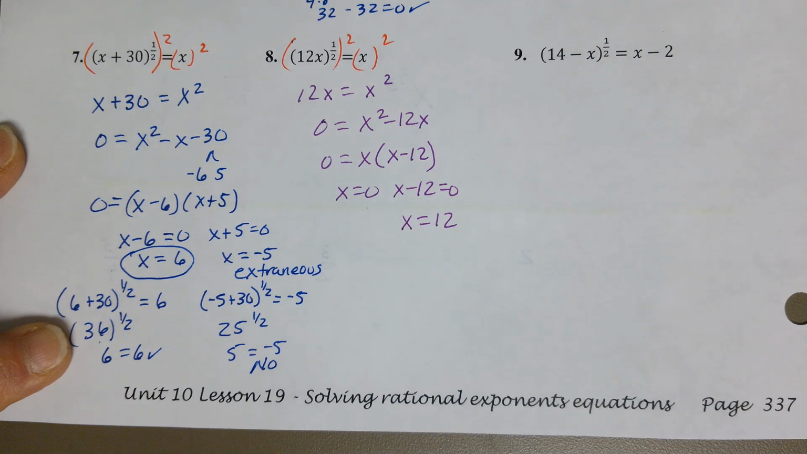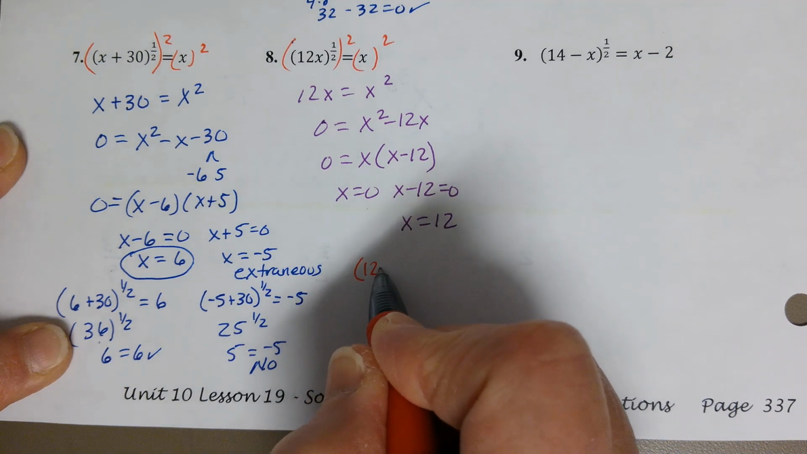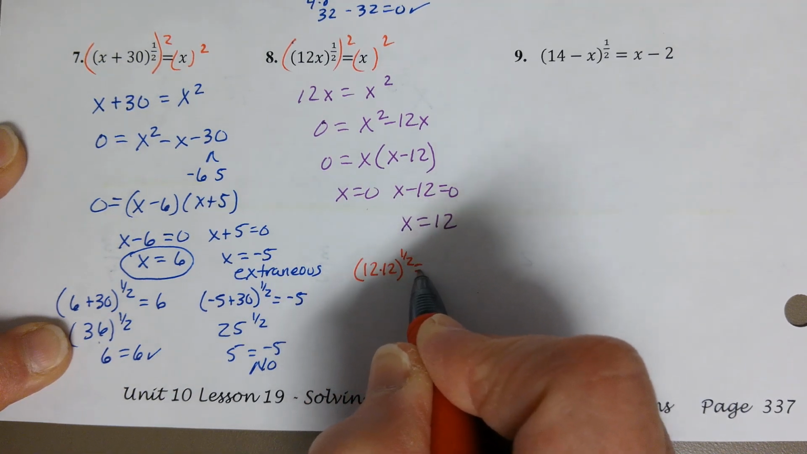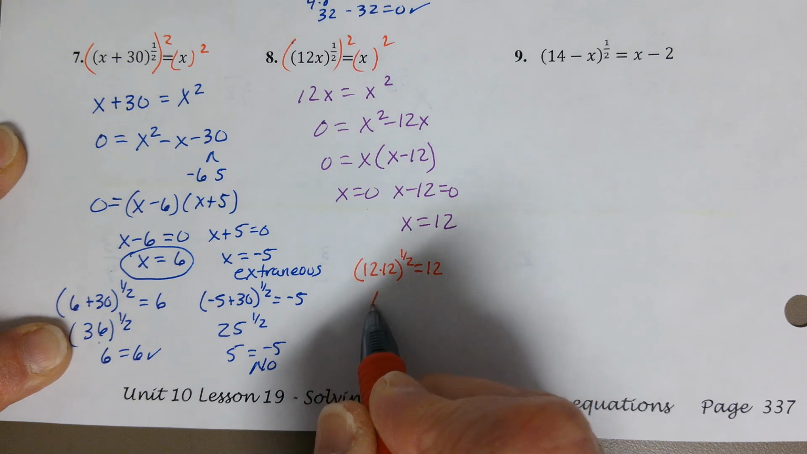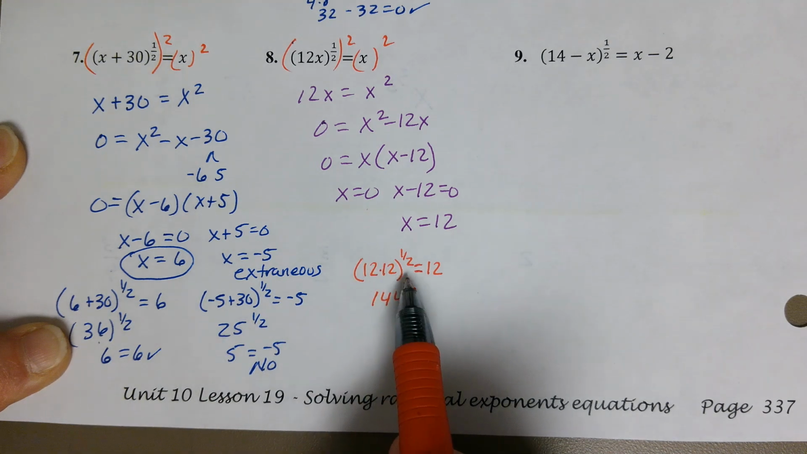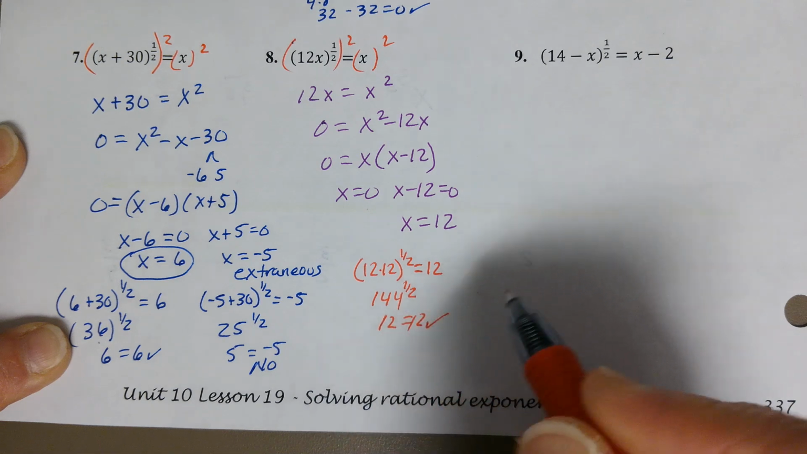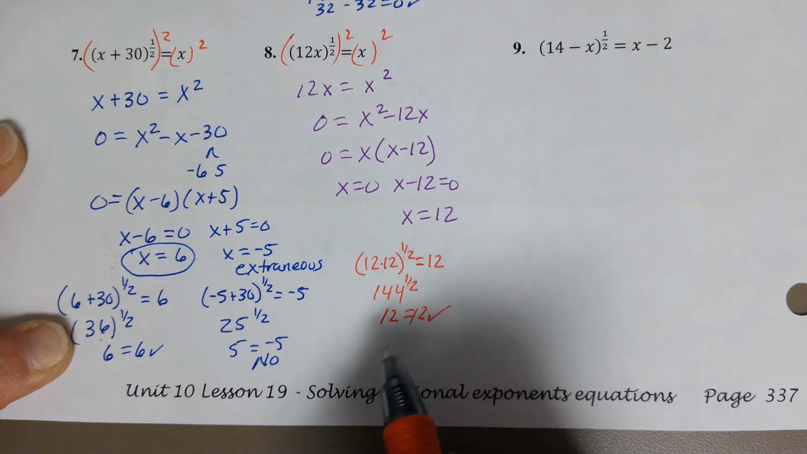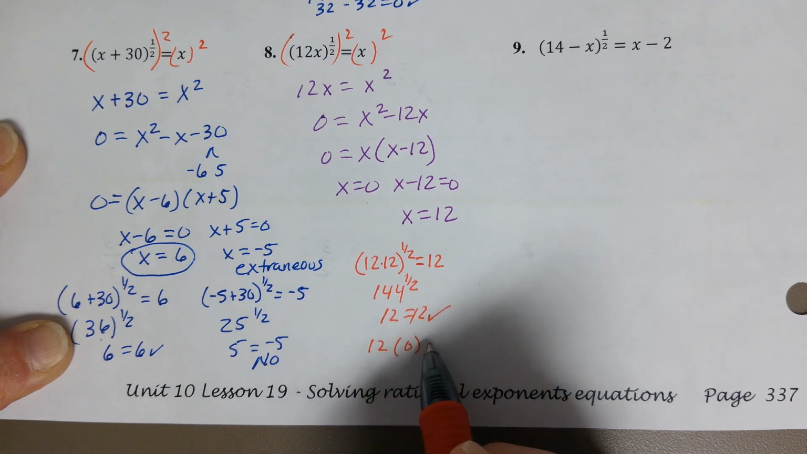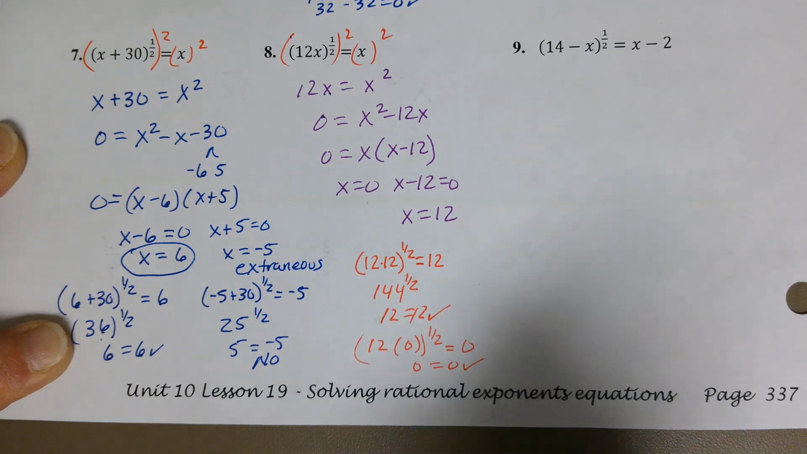Checking. 12 times 12 raised to the 1/2, does that equal 12? Yes. That checks. How about 0? 12 times 0 raised to the 1/2, the square root of 0, does that equal 0? Yes. So we have the two solutions, both 0 and 12 here.